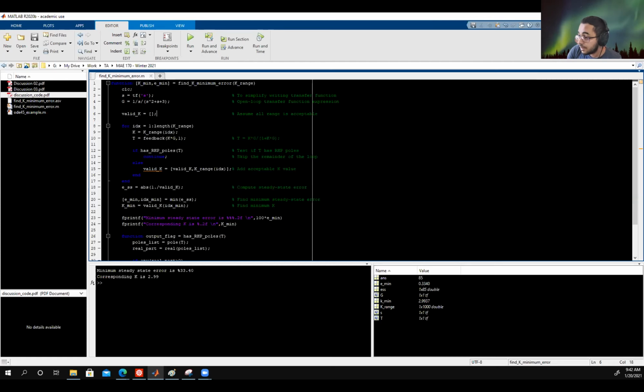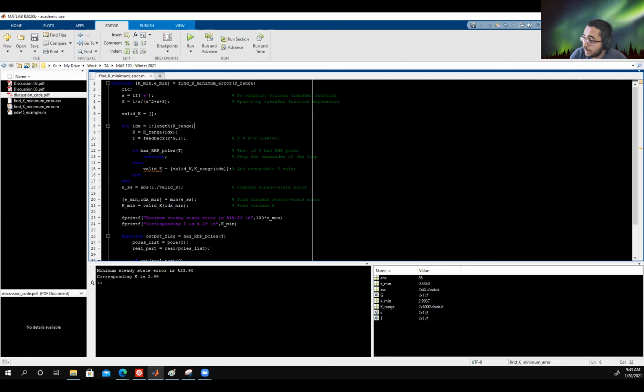Now, this is an initial array that we will add to as we go on. We will add to it the valid cases. By valid, I mean those for which the final value theorem is applicable. Okay? So we do a for loop. It goes over the array k range.